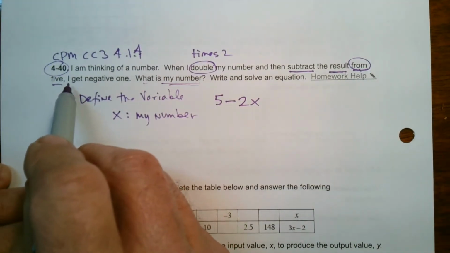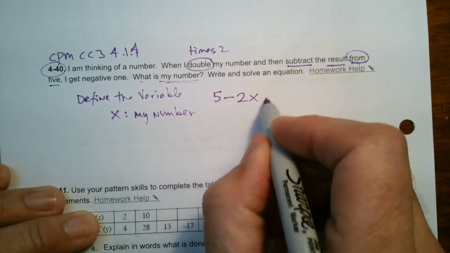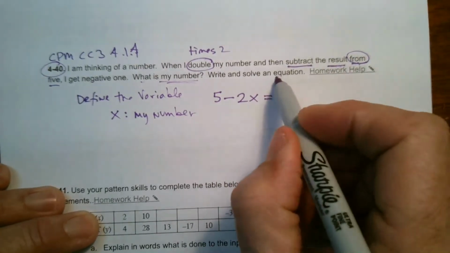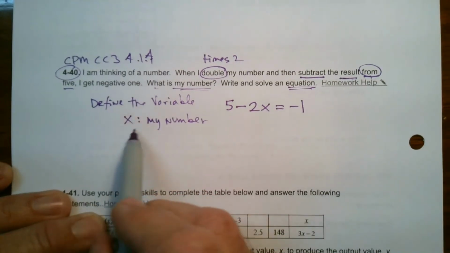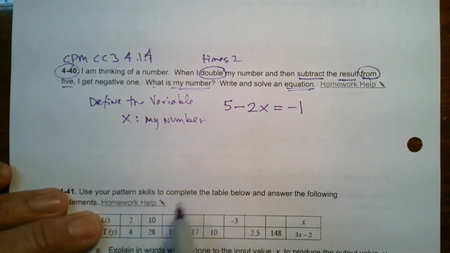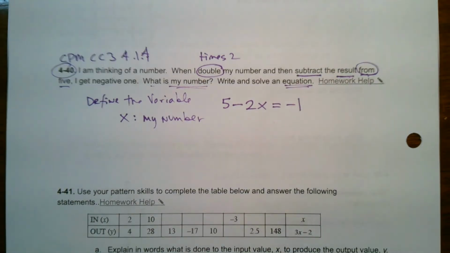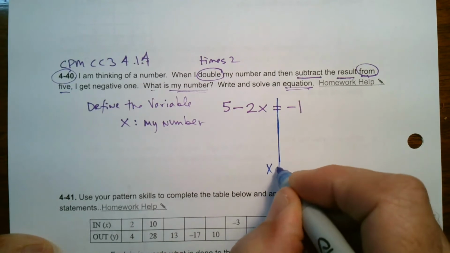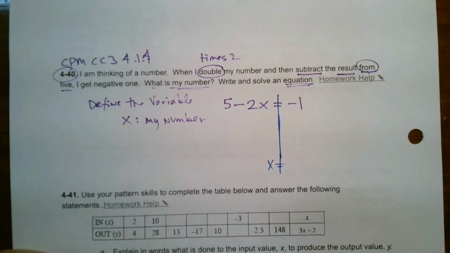And then what does it say? It says I get -1. So that means 5 minus 2x is equal to -1. So that's the equation based on that one sentence and after I've defined my variable. Now it just wants me to solve that equation. Solving equations, remember, is finding the number that makes this true. What x makes this equation true?